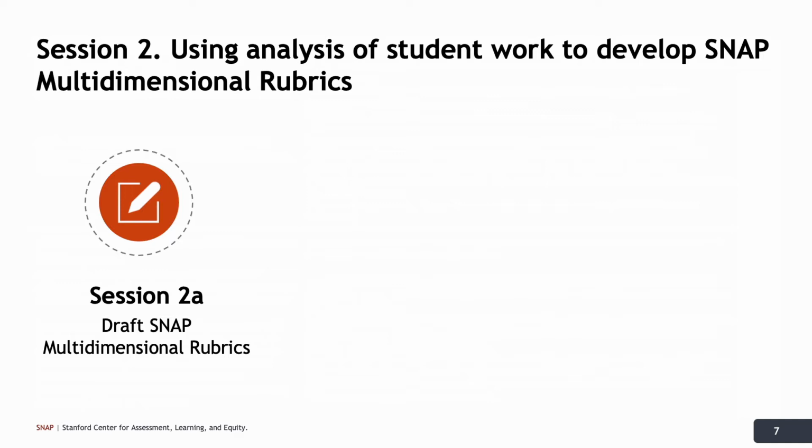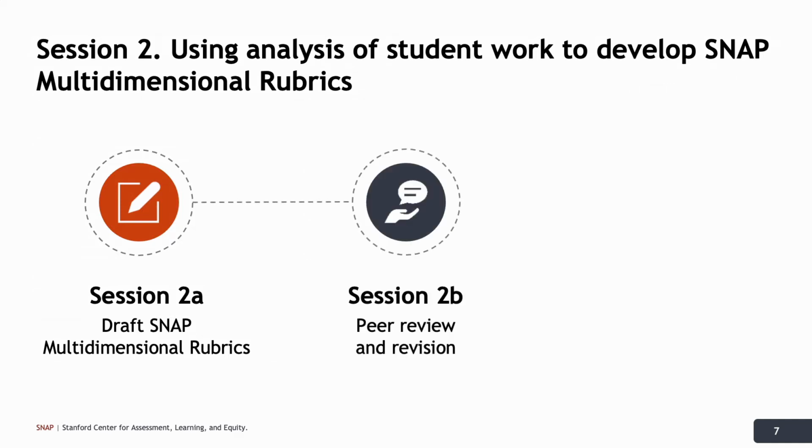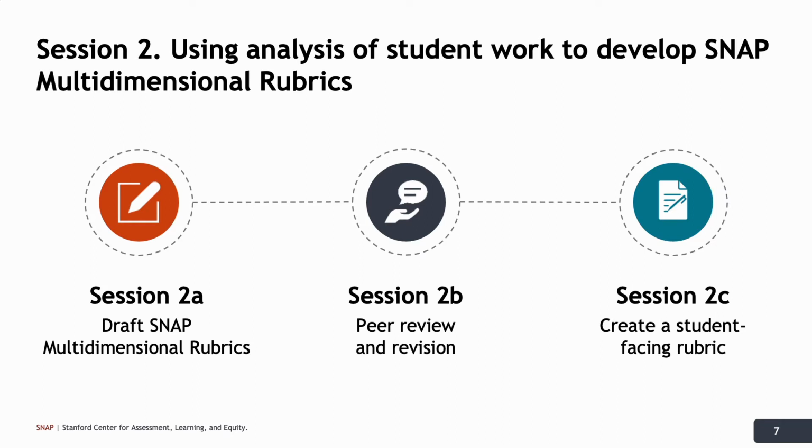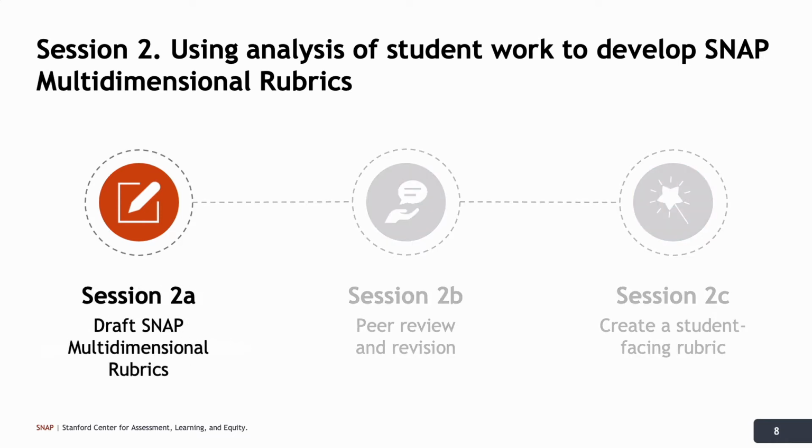We'll start by creating a draft of a SNAP multidimensional rubric for your assessment. We won't worry about making it perfect yet, because you can agonize forever about wording choices and points. Instead, we'll make something functional, and we'll use a peer review process with another team to help quickly identify and fix problem areas. Once the rubric is revised, you'll use Session 2c to create a draft version that you can share with students.